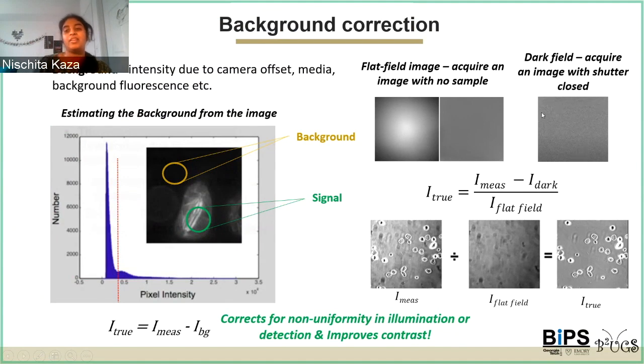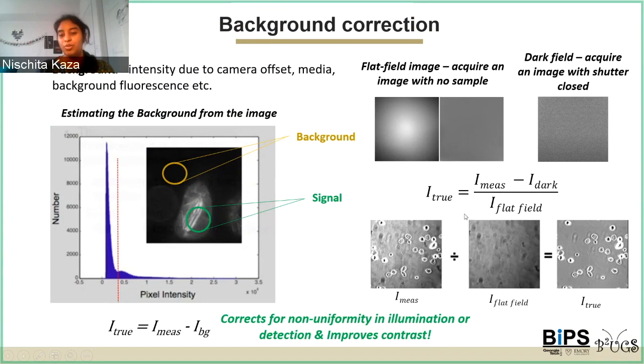And the dark field is essentially an image acquired when you are giving no input to the detector. Your shutter is closed and there's no light entering it, but you'll still have some small leakage current associated and you'll still get some small signal. This dark field image is just to correct for that.